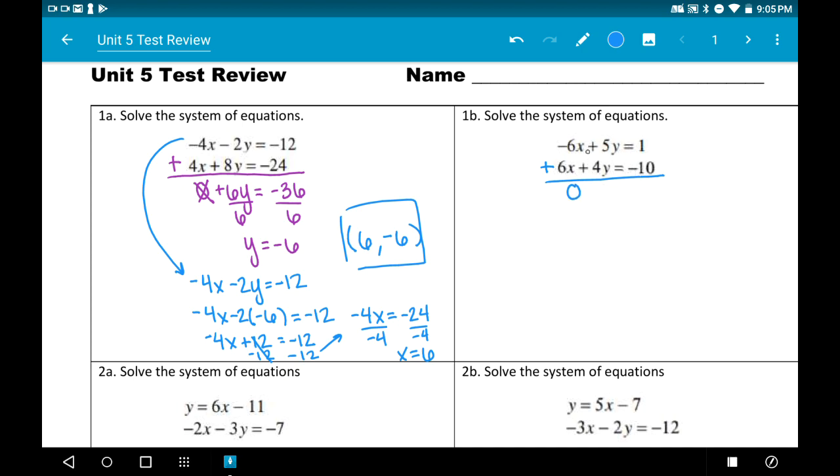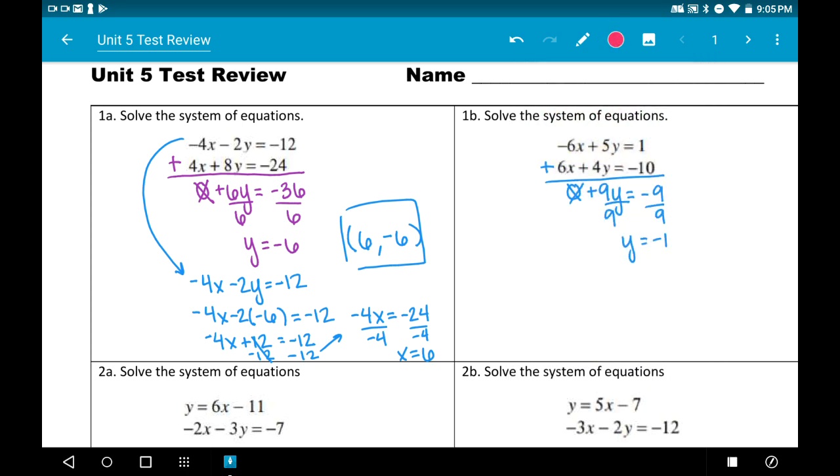It doesn't always have to be the x's that cancel out though. It can be the y's. Then 5y plus 4y is 9y. 1 plus negative 10 is negative 9. Again, the 0 doesn't matter. So to get rid of this 9, we divide by a 9. So y equals negative 1.